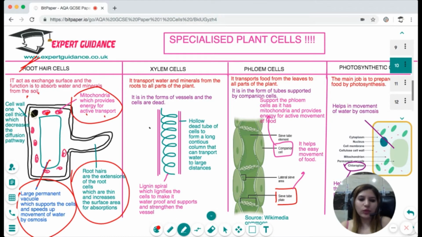It has a cell wall, and it is just one cell thick so that substances can easily diffuse and the diffusion pathway is reduced. On the other hand, there's a xylem cell. What is the function of the xylem cell?